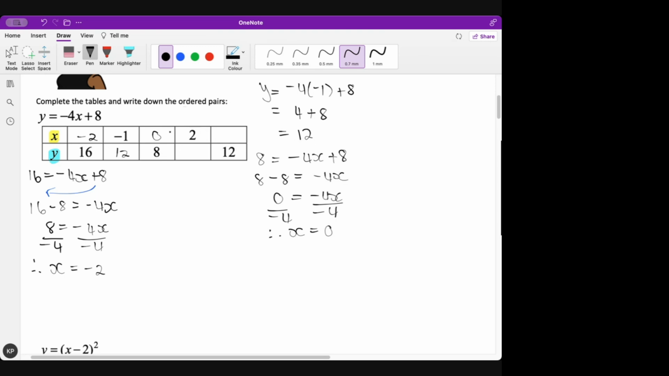Great. Let's move on to 2. Negative 2. Yeah, I got confused for a second there. Negative 4 times 2 plus 8. This is a negative 8 plus 8, which is 0. Guys, you're not even giving Alice a run for her money.